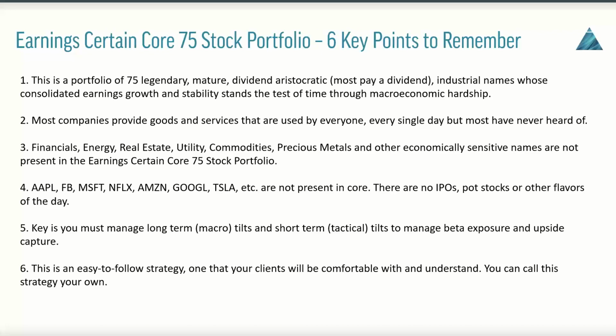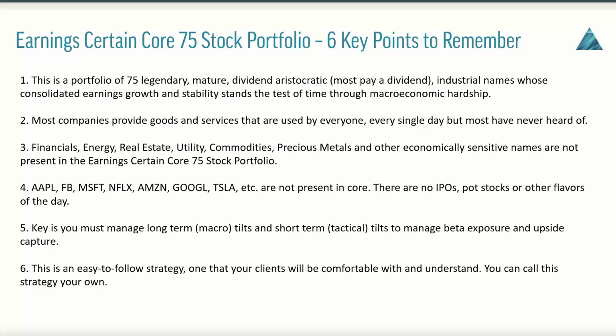Keep in mind that, again, the financials, energy, real estate, utilities, commodities names, precious metals, and all those other economically sensitive names that I mentioned in materials in the industrial space, those are not present in the earnings certain core 75 stock portfolio. You're also going to find something very interesting.